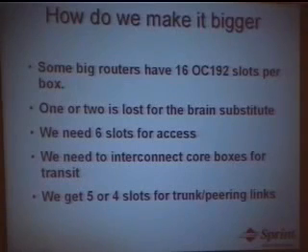Now, if you take one of the biggest boxes, and I think this actually applies to all the big boxes you can buy, they seem to have 16 times OC192. Some of them use 2 slots for the brain substitute, the thinking device, and you may use 1 or 2 of them. If you play around with this device and say, okay, what's the biggest network I can build with this that actually works?